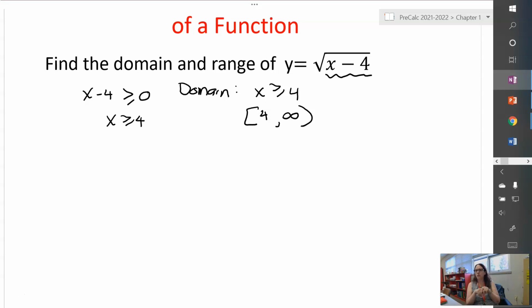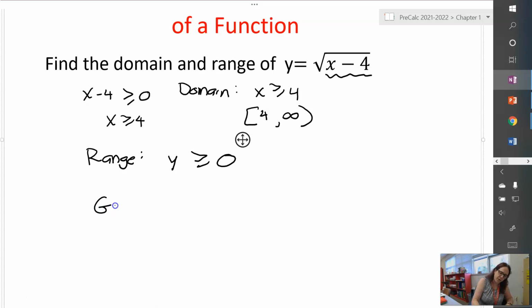Now the range, that's where the y's are allowed to be. Remember last time I told you if you put the square root in, then you have to take plus or minus? The square root is already there. So it's only the principal root. So what that means is for the range, y has to be greater than or equal to 0. Okay, principal root only.